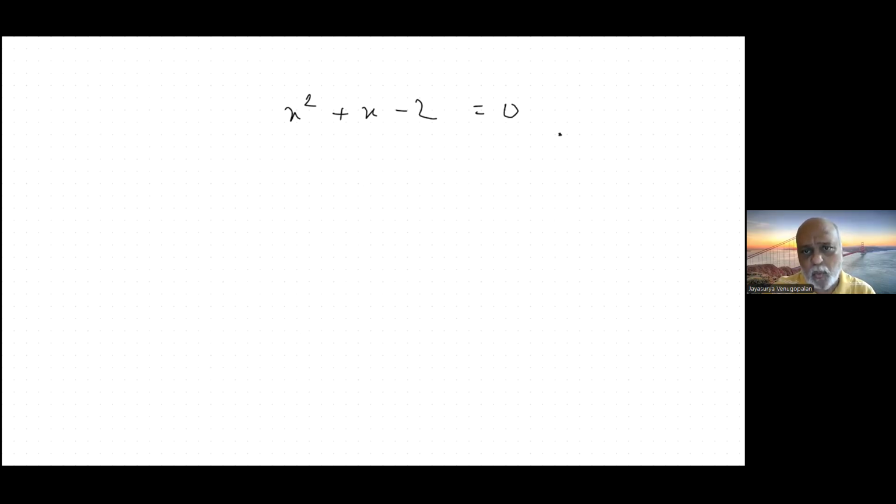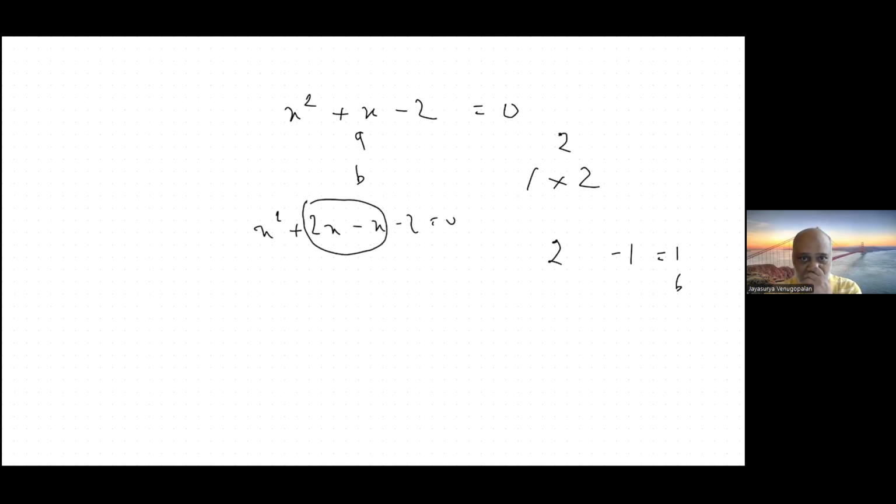2 factors of 2 are 2 and 1. So now, since it's minus, they will subtract. So 2 minus 1 will be equal to 1, which is b. So I can write x squared plus 2x minus x minus 2 is equal to 0. 2x minus x is equal to x. The two components are 2x and x, so the difference of them should be equal to the middle term. And since it's minus, there will be a difference, not addition.